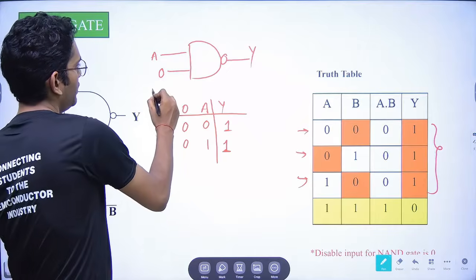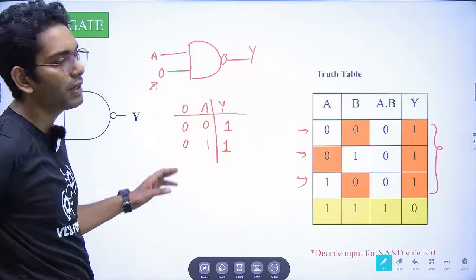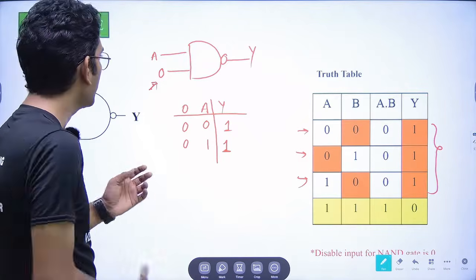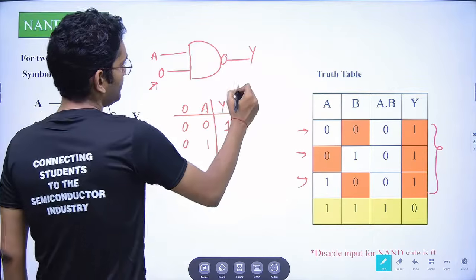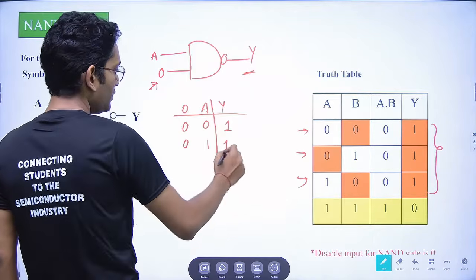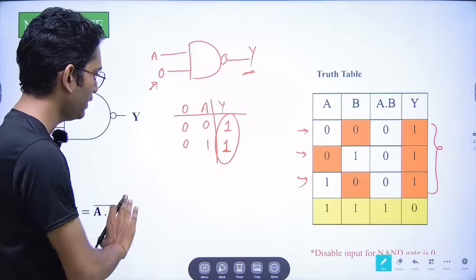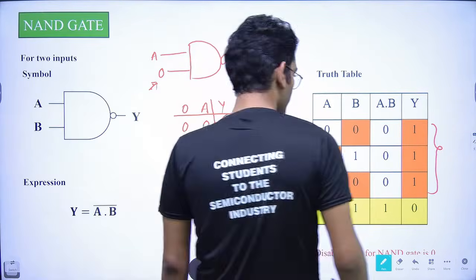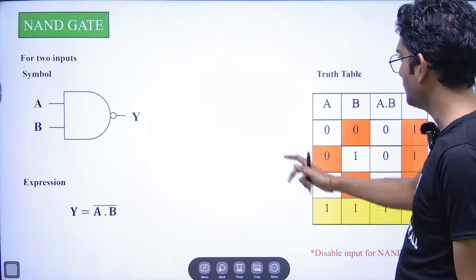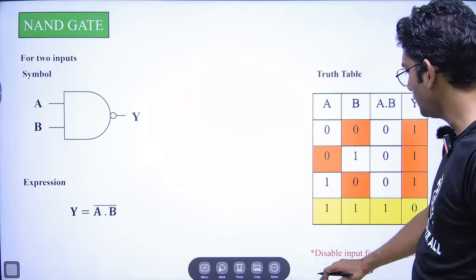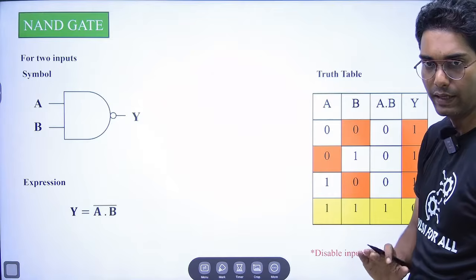If any of the inputs is 0, if any input here is 0, then we would be getting 1 as our final output. Fine. So we will be getting 1 as our final output. Okay. So this was the basics of the disable input for the NAND gate being 0.